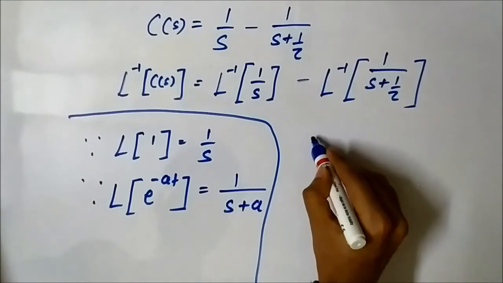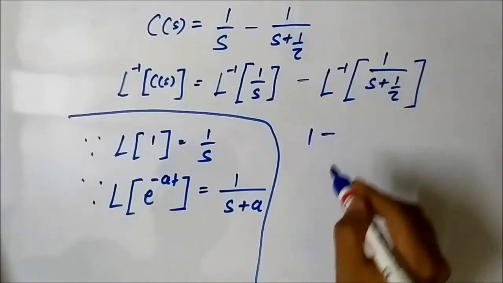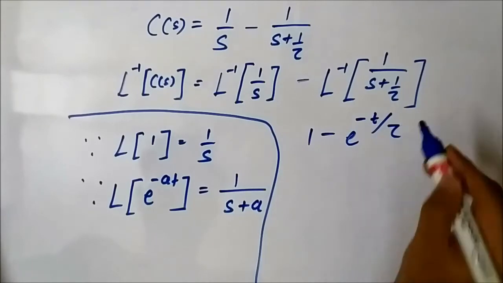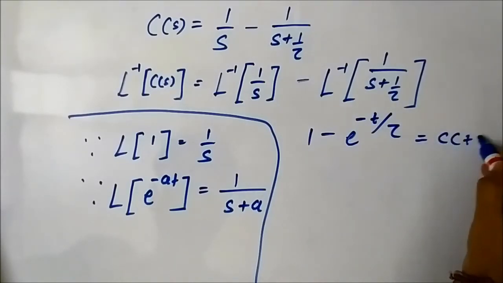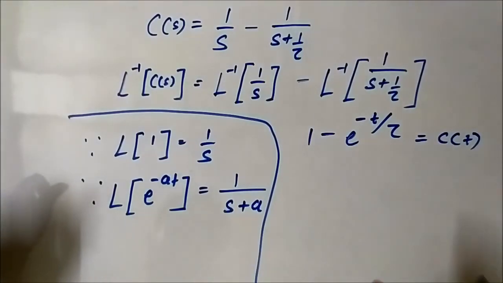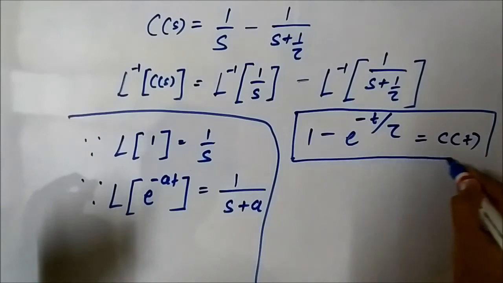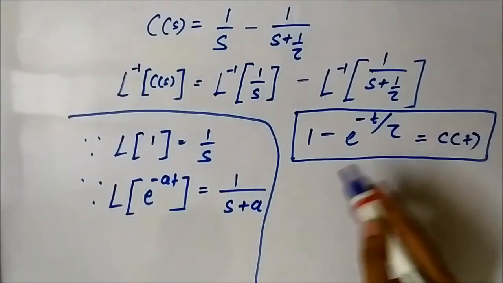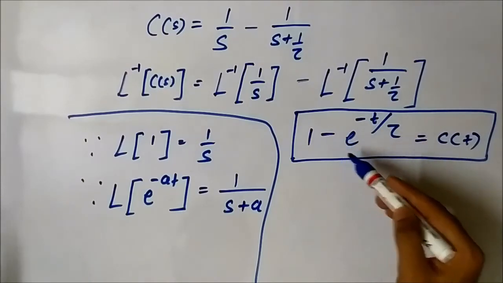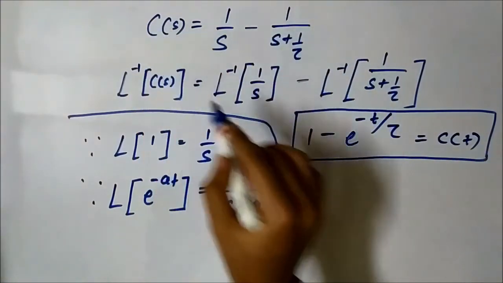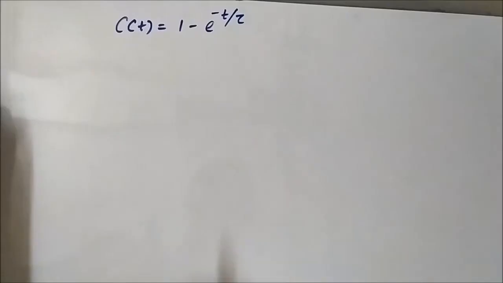So the Laplace inverse, using this formula, would be 1 minus e to the power minus t by tau. This is equal to C(t), the time domain representation of the output. So we found out the time domain representation of the output for a first order system to unit step input. This is the S domain version, this is the time domain version.